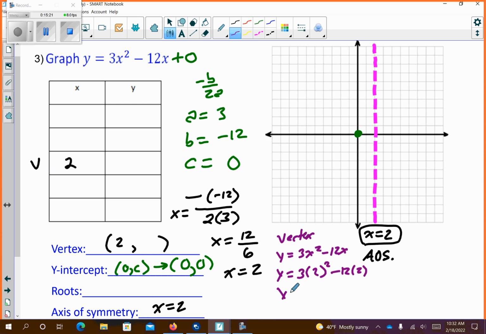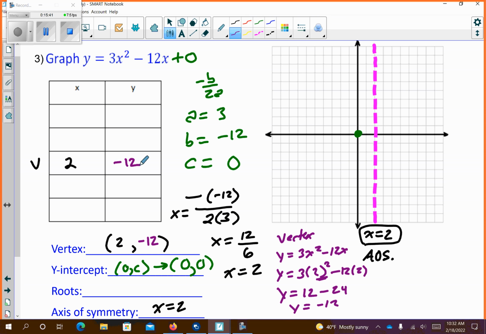And we're going to do the math. Okay, you have to know that 2 times 2, or 2 squared, is 4. 4 times 3 is 12. 12 minus 24, because negative 12 times 2 is 24. So I get y is equal to negative 12.